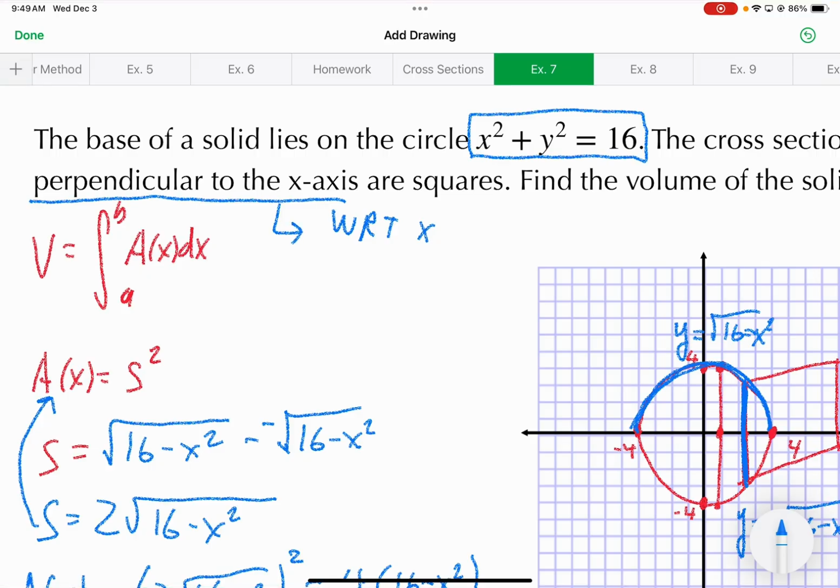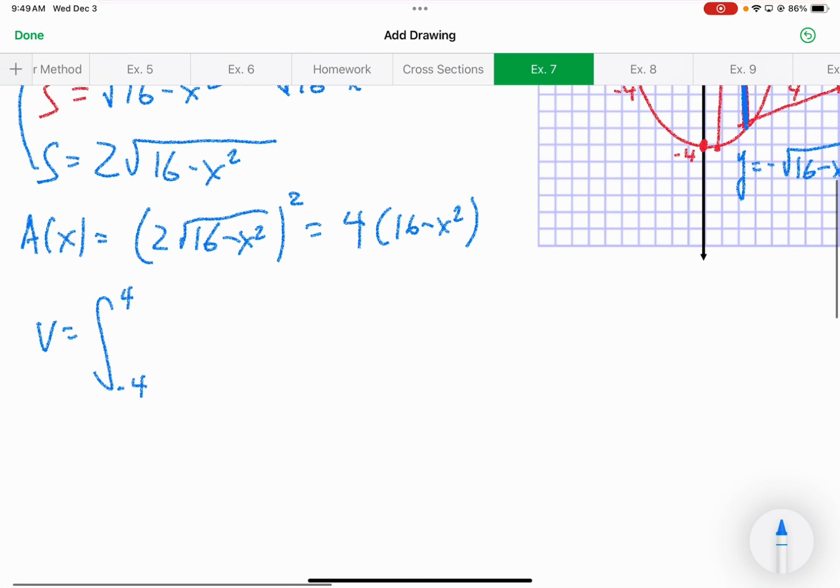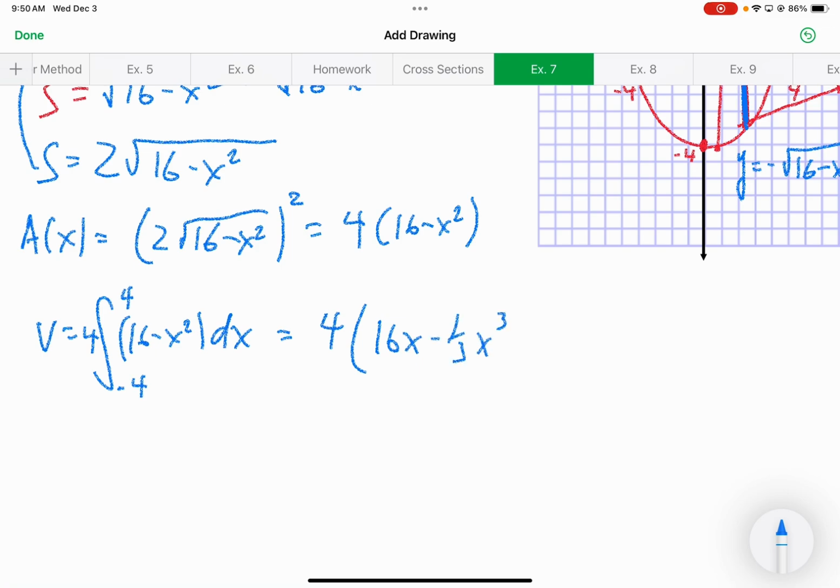Okay. All right. So back down below. Now I do the thing. Can I just put that 4 in front? You guys cool with that? And then 16 minus x squared inside dx. And I don't need to square it again. I already squared it to get rid of the square root. So then I would just get 4, and then I would get 16x minus 1/3 x cubed. And then I want to evaluate that from -4 to 4.